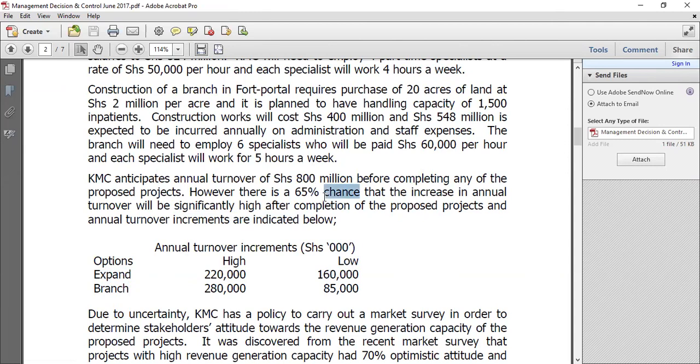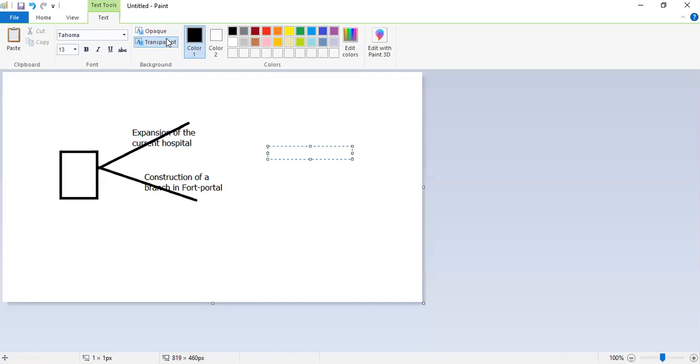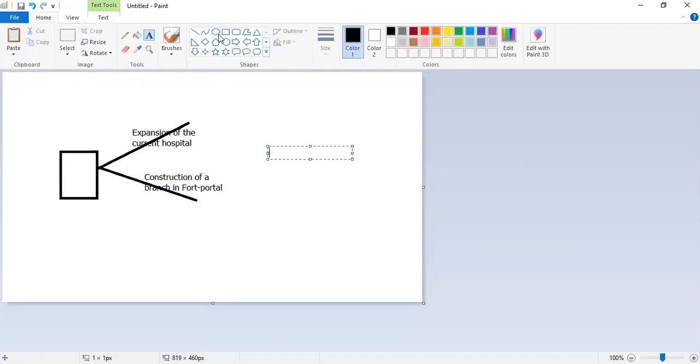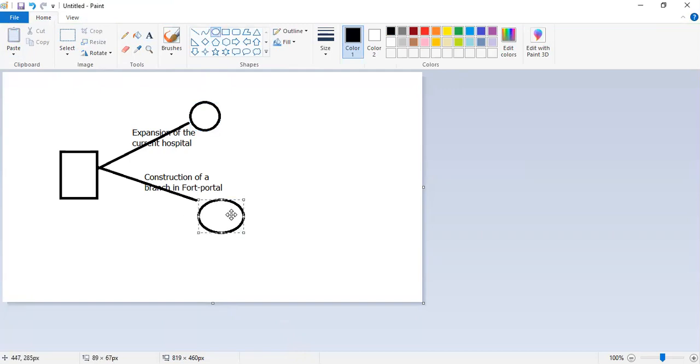But remember what they have told us here, that there's 65% chance that there will be an increase in what? In our annual revenue, okay? And they have given us these respective values that we need to basically apply. Now, from what we basically have here, we shall try to create what we call, remember what we said about the circle, which is outcome point. So we're going to create an outcome point. So we shall create an outcome point there, and then create an outcome point here. Okay.